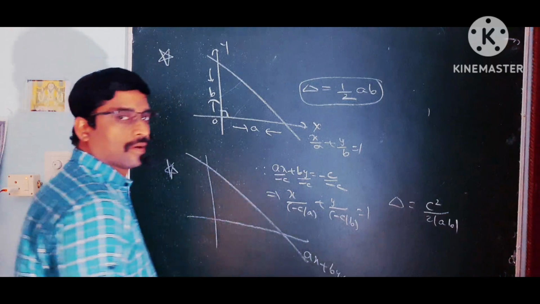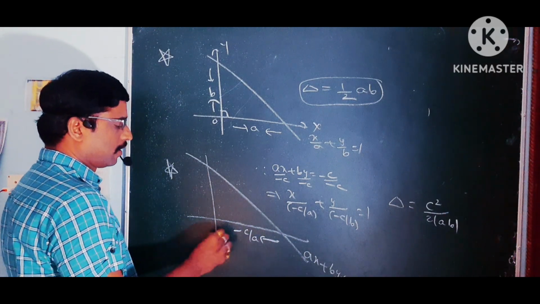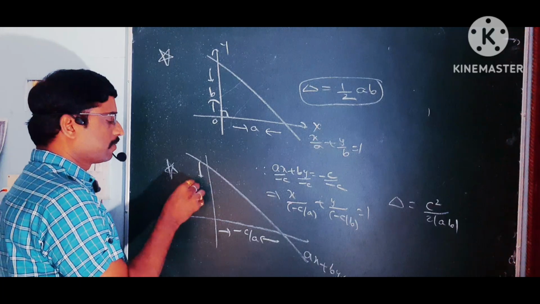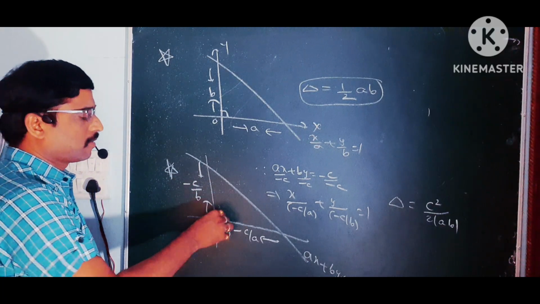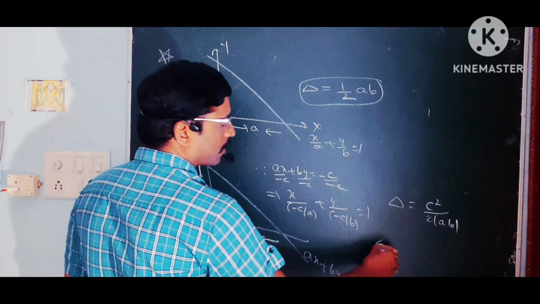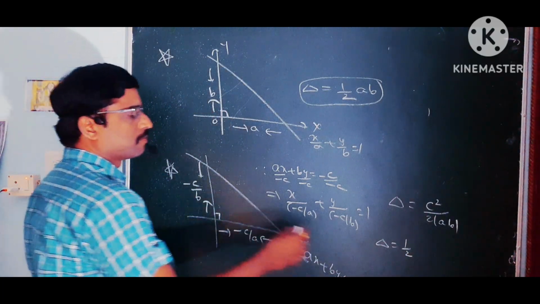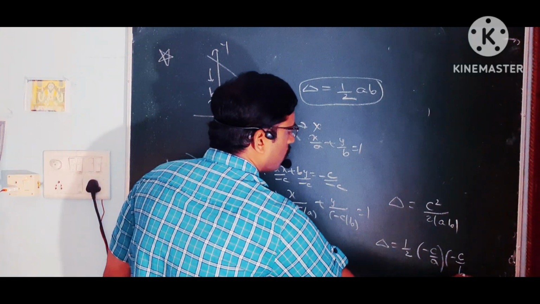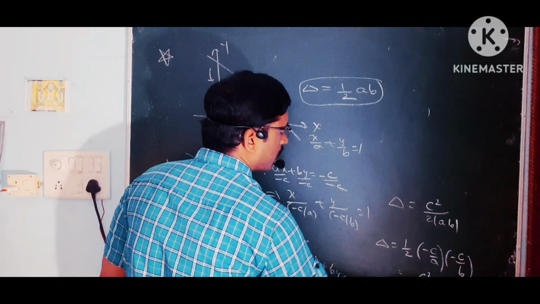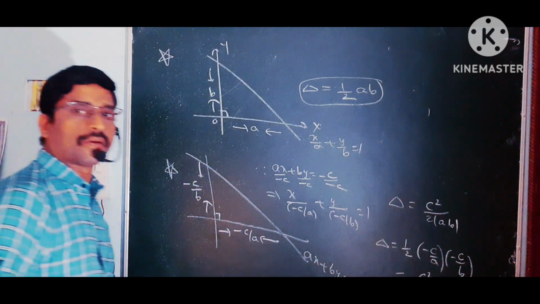to 1. What is the x-intercept here? Minus c by a. What is y-intercept here? Minus c by b. So area of the triangle formula half into base. What is the base here? Minus c by a into height minus c by b. What we get here? C square by 2 mod AB.